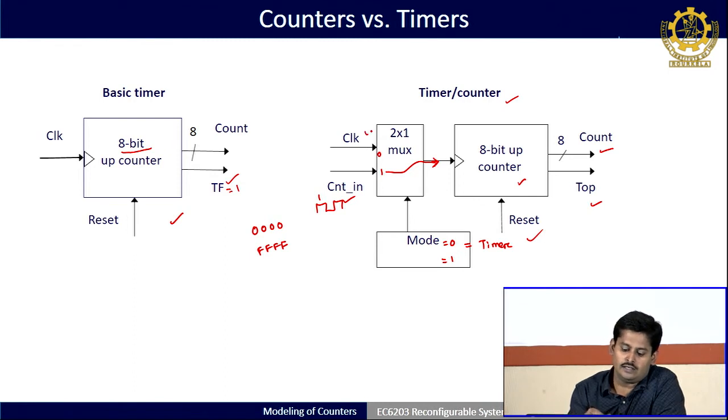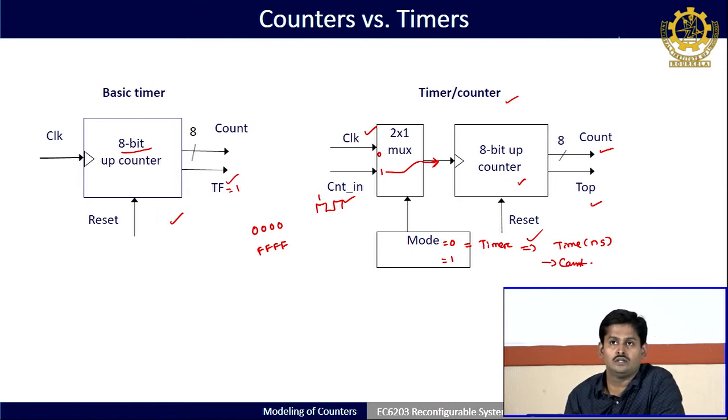So, in one case it will give you the result as a time interval, in terms of nanoseconds, let us say. In the other case it will give you the count. Okay, understood? This is the basic difference between timer and counter. The same counter can act as a timer with a certain modification at the input side. So, the summary is that the timer always takes input as a clock frequency.